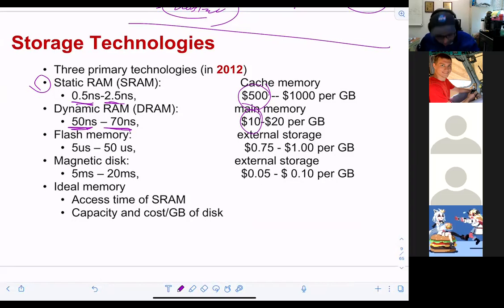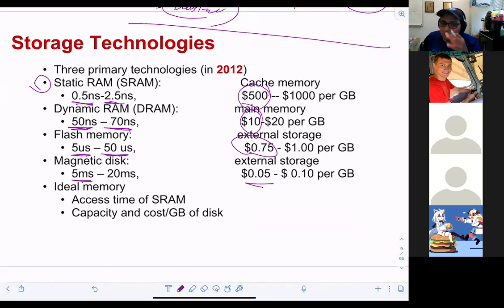That will take 5 microseconds to 50 microseconds to satisfy the requirement I'm looking for. But of course, the price is cheap. Then, the magnetic disk. Look, this guy is really poor, right? It takes 5 milliseconds to 20 milliseconds to reply back to me with my request. And the price will be cheaper and cheaper and cheaper.